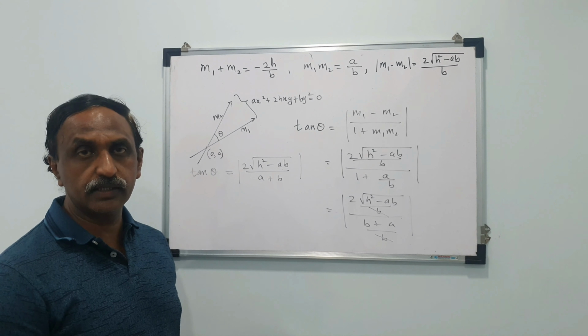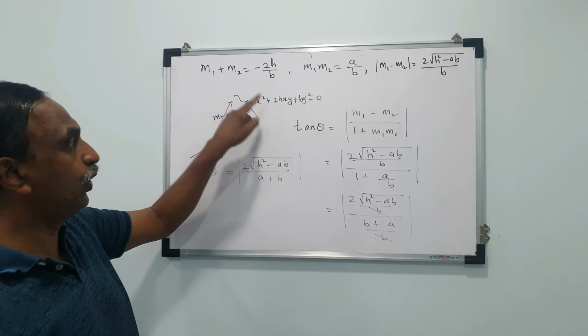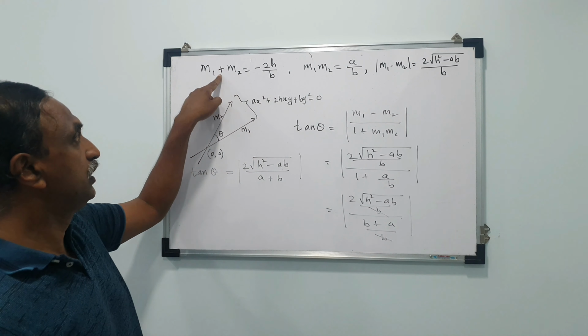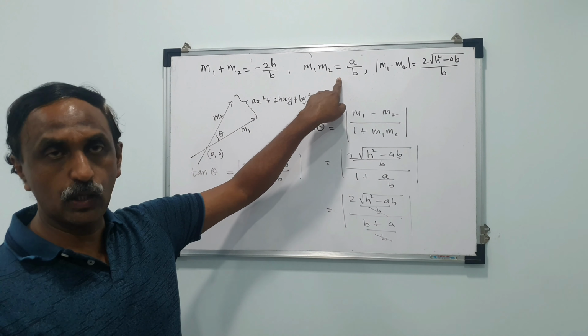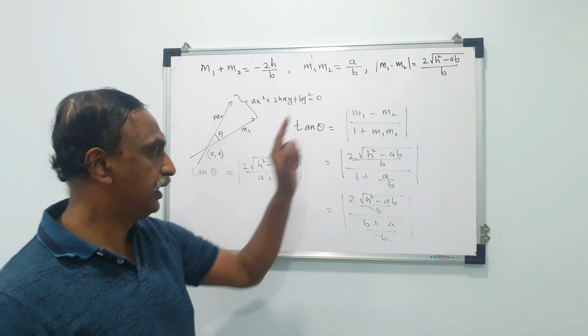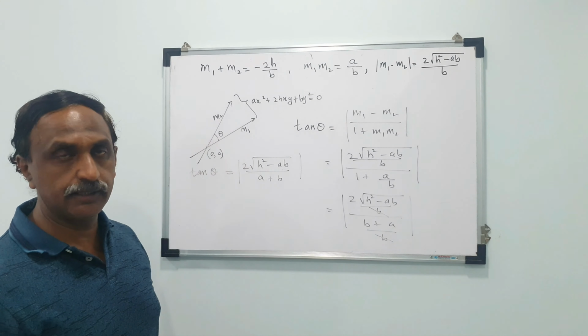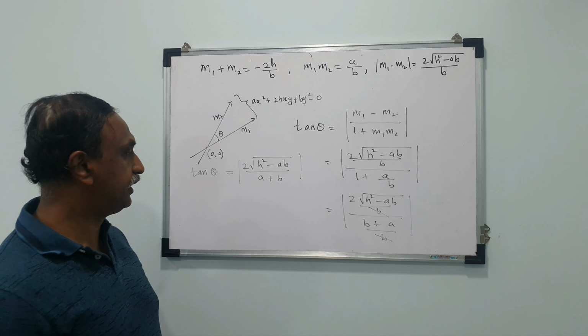Then 2 points to note on this. So now we have learned 4 things. If a pair of lines is given to you, how to calculate the sum of the slopes, how to calculate the product of the slopes, the difference of the slopes, and now we know how to calculate the angle between the two lines.